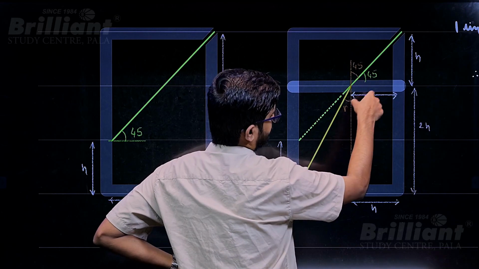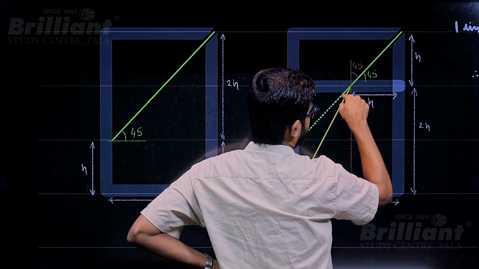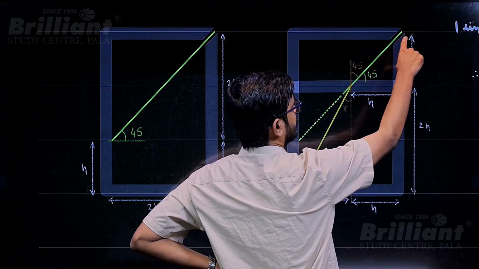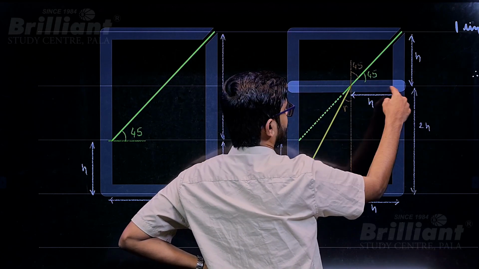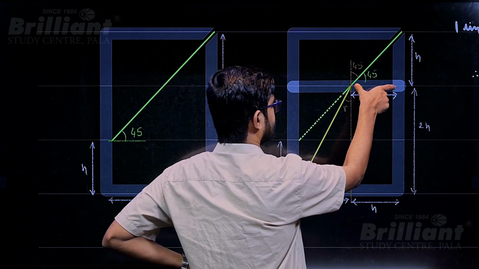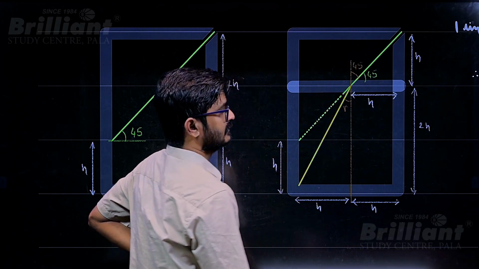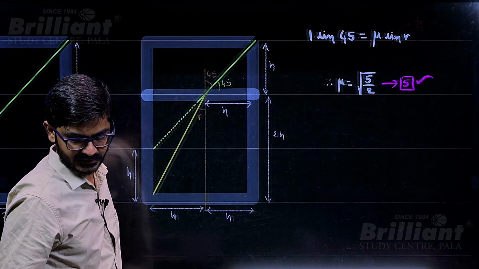No, it's not given h. So from this triangle, this angle is 45, this angle is 45. So if this is h, you can calculate this to be h. Now this total length is 2h and this is h, so this will be h, right? Anyway, we'll see why we are doing that.